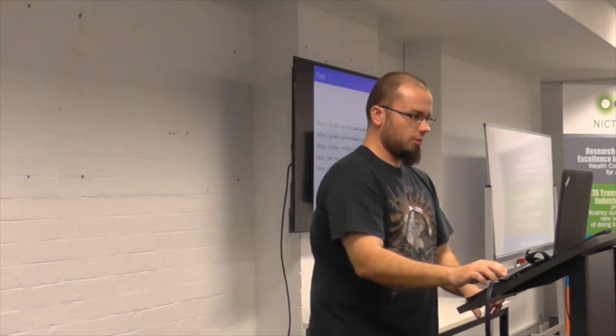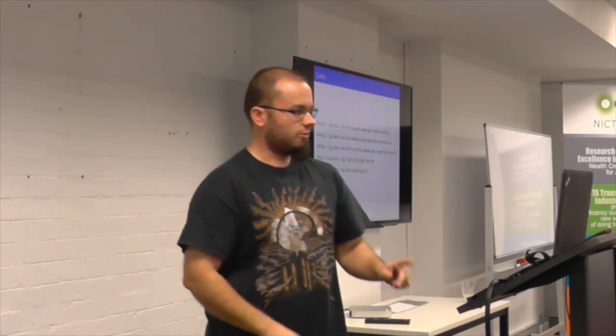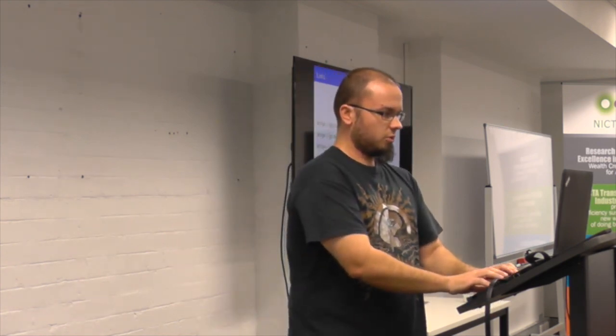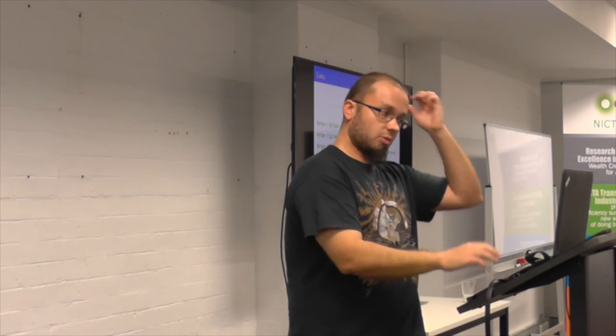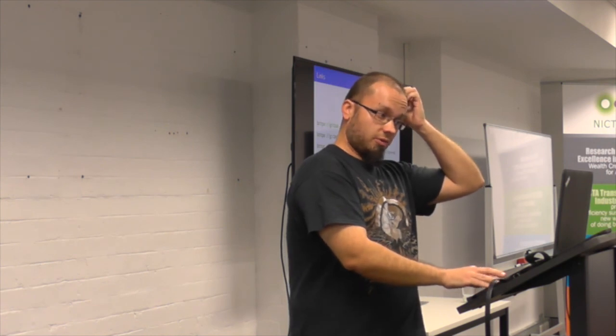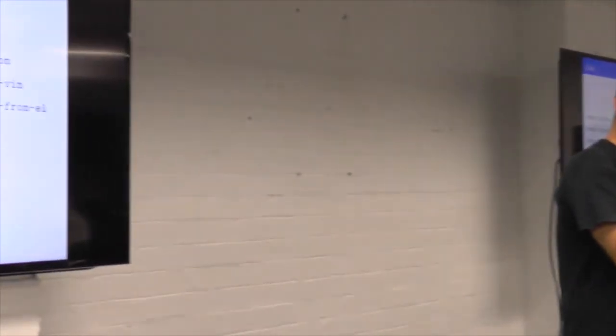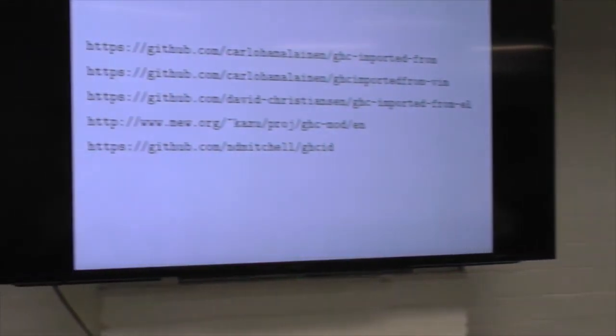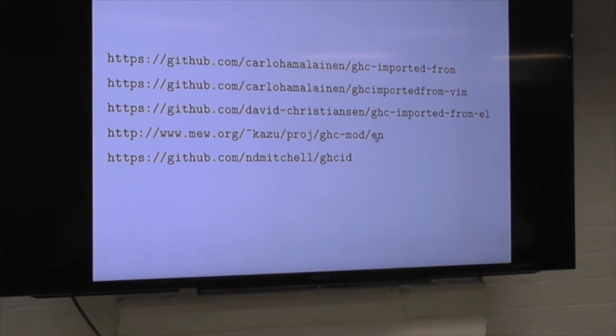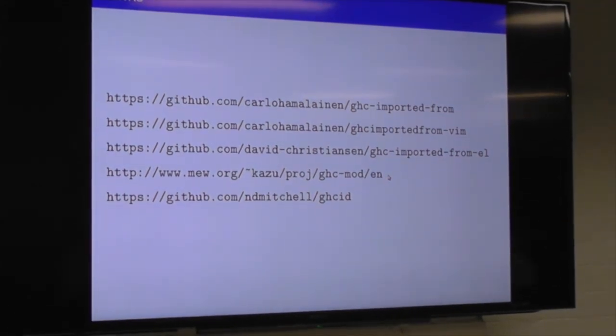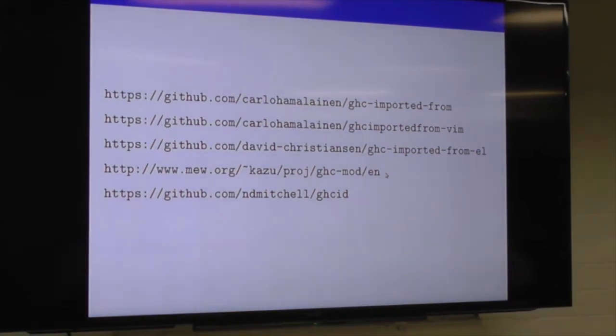So that's pretty much it. The first link there is the actual utility that I wrote that does the compiling behind the scenes. That's the Vim plugin, that's David Christiansen's Emacs plugin. He's the guy who works on Idris. That's ghc-mod, which if you do any Haskell, I don't know how you can get it done without ghc-mod.